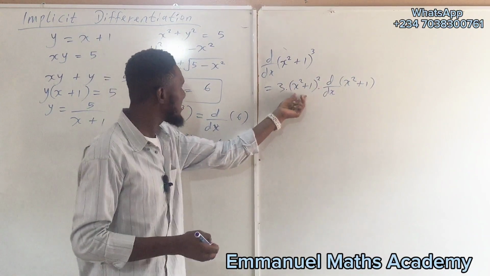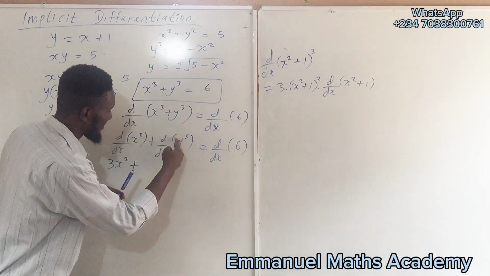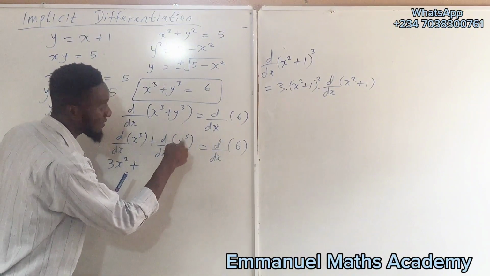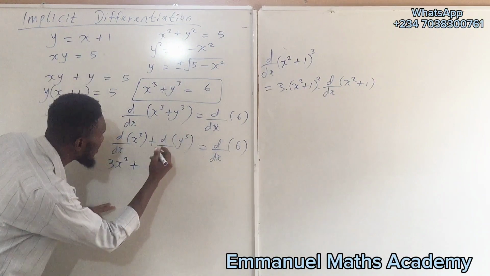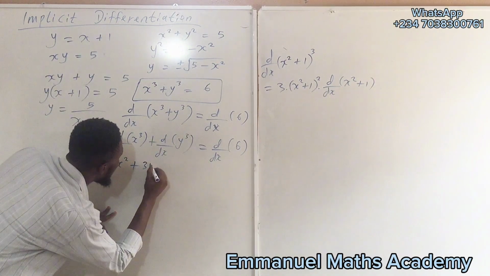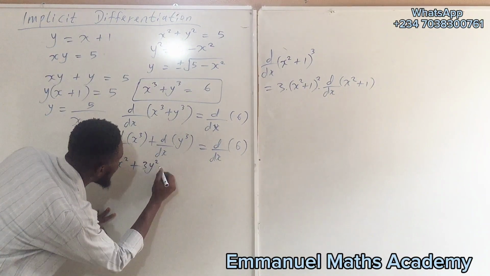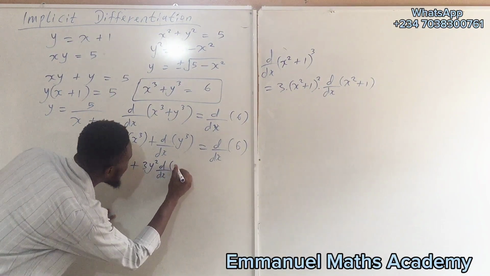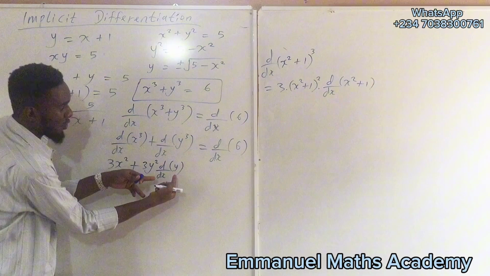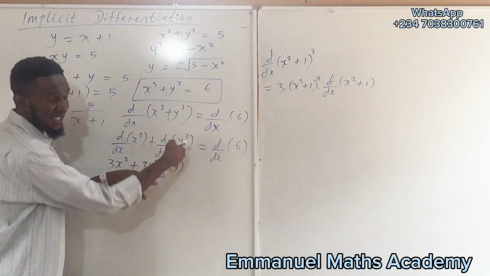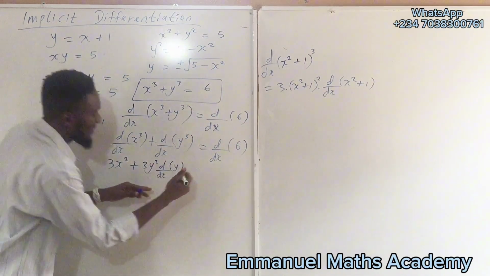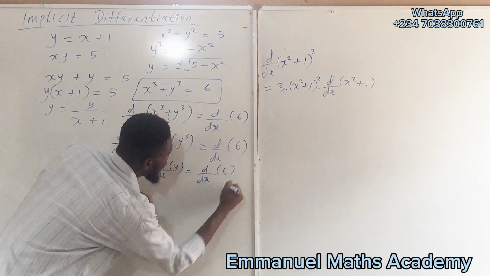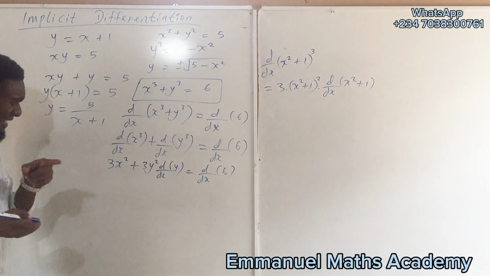Right? Now, it's the same thing with this. If you have this y raised to power 3 as a function of x, then you have what? 3y power 2, then d over dx. Differentiate y, just like your u. Differentiate the function you have inside there with respect to x, which is equal to what? d over dx 6. Is that clear?